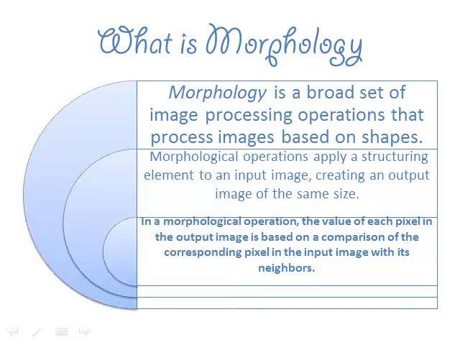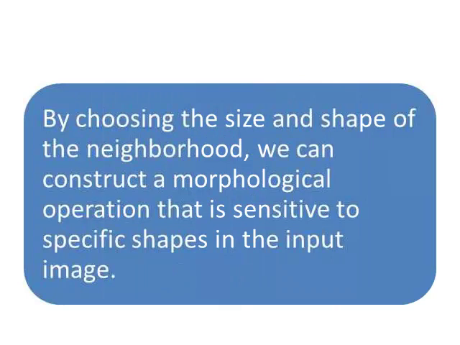In a morphological operation, the value of each pixel in the output image is based on a comparison of the corresponding pixel in the input image with its neighbors. By choosing the size and shape of the neighborhood, we can construct a morphological operation that is sensitive to specific shapes in the input image.